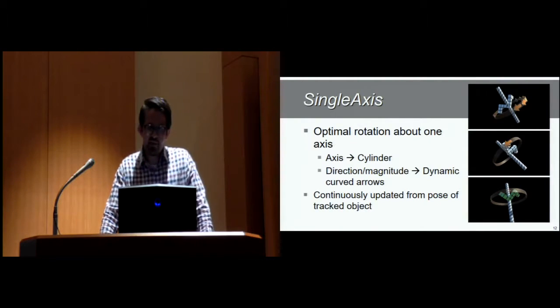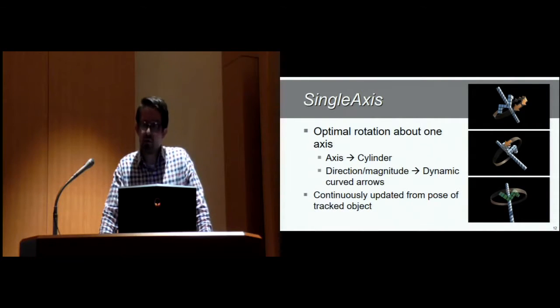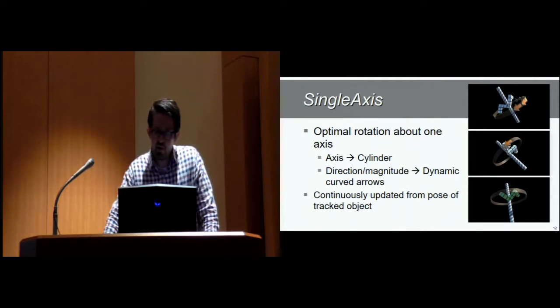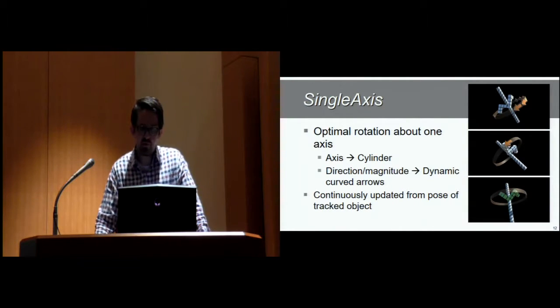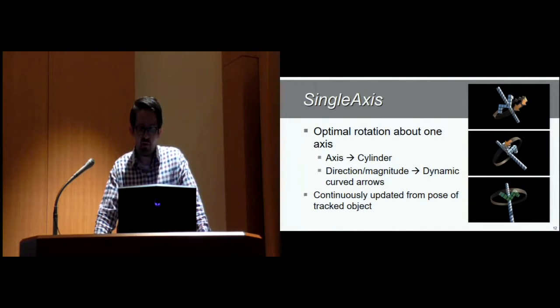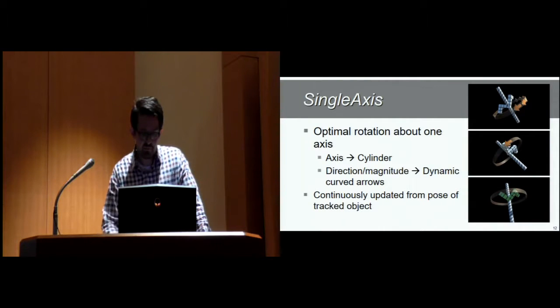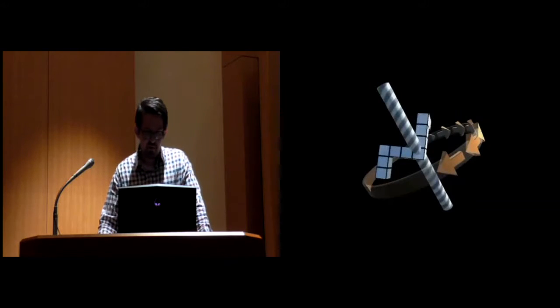Here we visualize the axis as a cylinder and the direction of rotation by a series of curved arrows. The amount of rotation is encoded in the angle that the arrows span, which means that as the user performs the rotation, the arrows disappear one after another until they're all gone, at which point the object itself turns green to indicate completion. So let's see it in action.